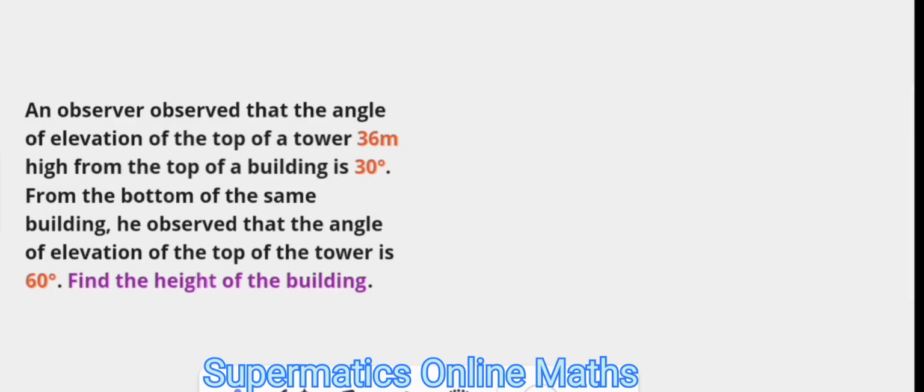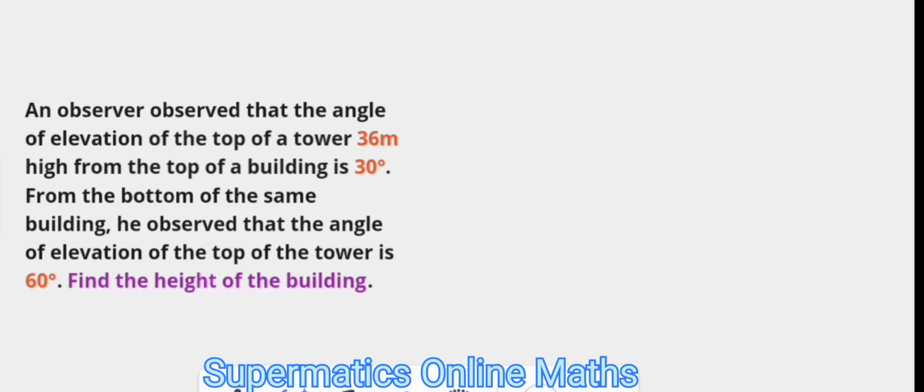Welcome to this channel. In today's tutorial, we want to find the height of this building, given that from the top and the bottom of the building, the angles of elevation of the top of a tower, which is 36 meters high, as observed by an observer, are 30 degrees and 60 degrees respectively. So the first thing we're going to do is to draw a diagram that represents this problem.